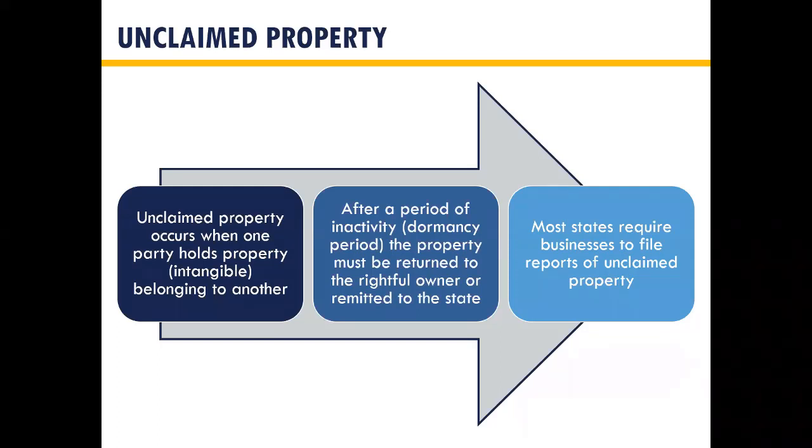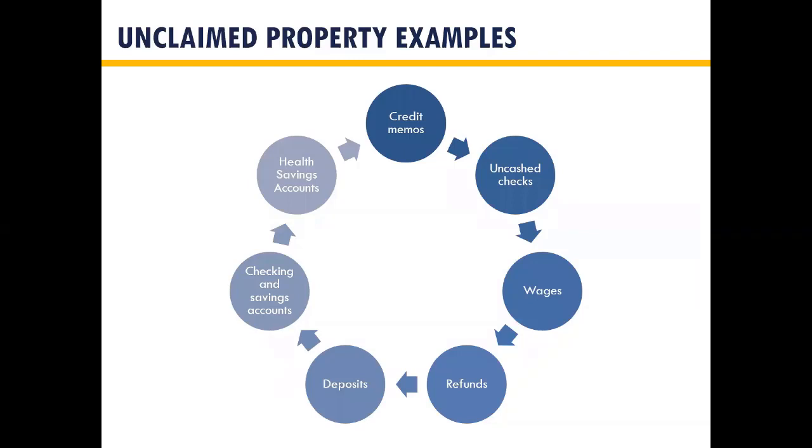Organizations should make sure that they are aware of their state reporting requirements in this area and that those reports are being filed on a timely basis. We do have a couple of unclaimed property examples here. As I mentioned, wages, refunds, deposits, and also checking and savings accounts and health savings accounts. A lot of these items deal with the employees of an organization, so it's always helpful to be aware that these requirements are out there.